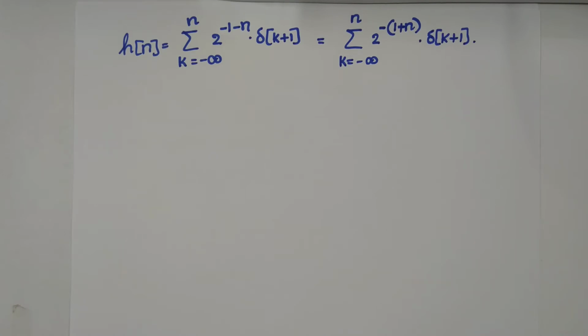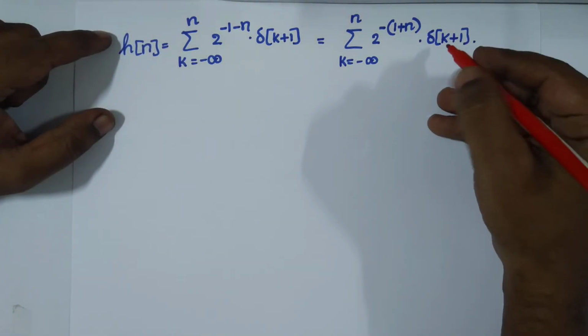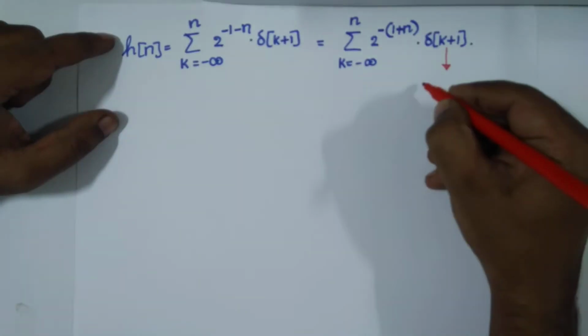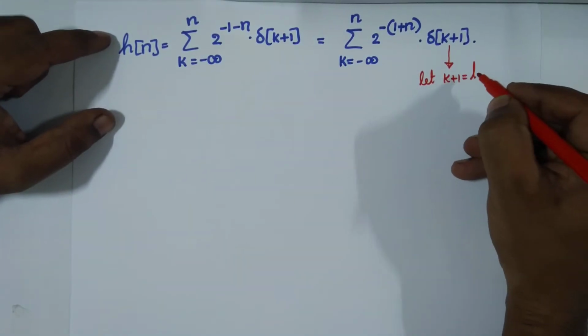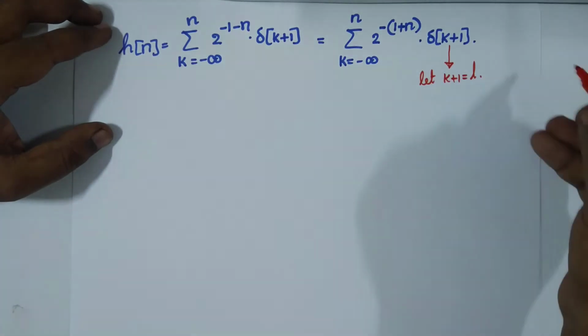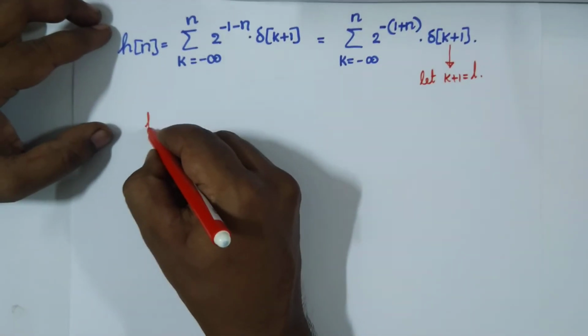Now before I do something, let me take this red marker again. Let me assume like this: let k plus 1 is equal to L. So I remodify this equation as follows.